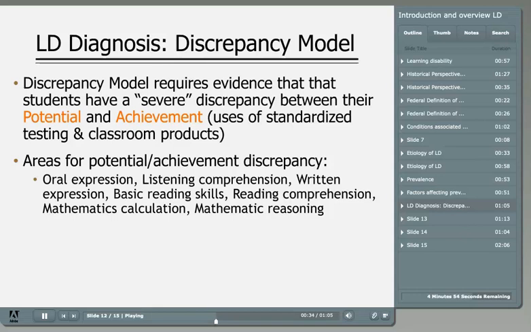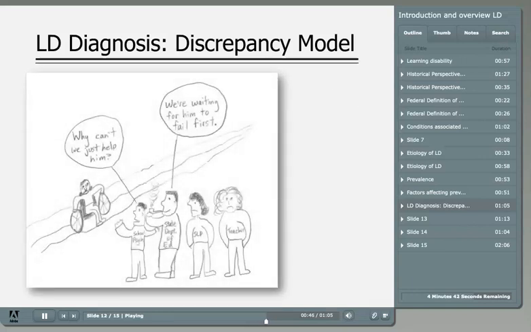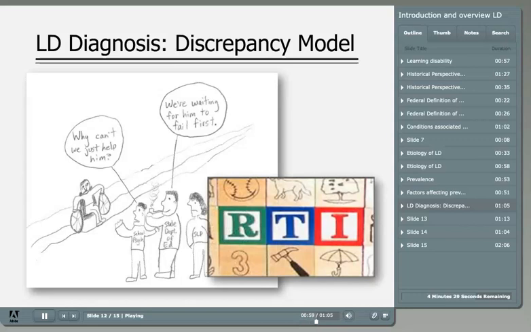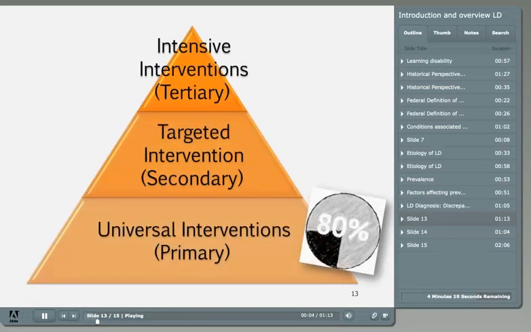LD is still technically considered a disability where there is a discrepancy between ability and achievement, but in reality, it is signified by low achievement in academic areas. The federal law, IDEA, notes that there no longer has to be a discrepancy between ability and academic achievement in order to be eligible for special education services. Documentation that the child has failed to respond to intervention can be used and therefore can constitute a diagnosis of a learning disability. This is the graphic that represents the RTI model.